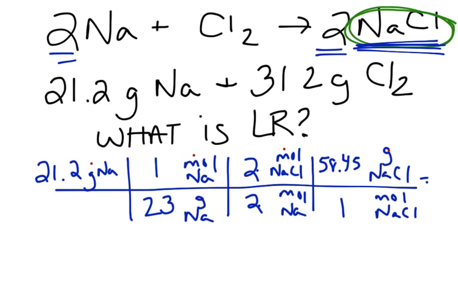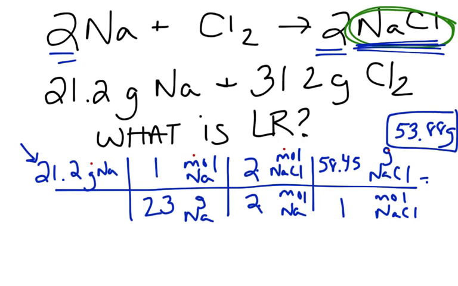So now I'm going to calculate this out, and what I'm going to get is, and I'm actually going to write it up here since I'm running out of room, 53.88 grams. That is my answer. So what I've just figured out is from 21.2 grams of sodium, I can make 53.88 grams of NaCl. It's great. Still don't know what my limiting reactant is.